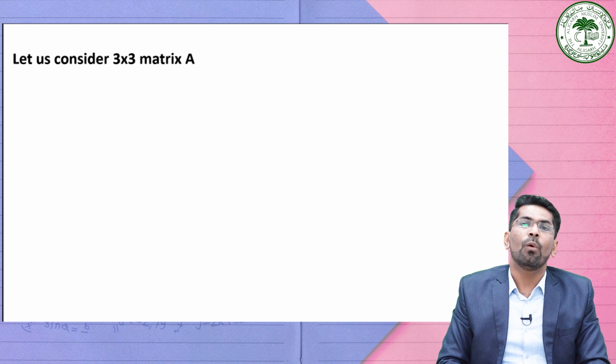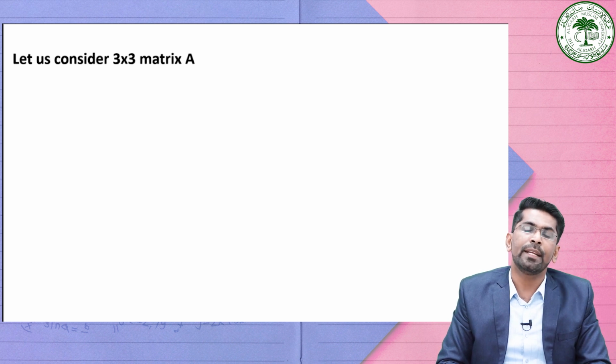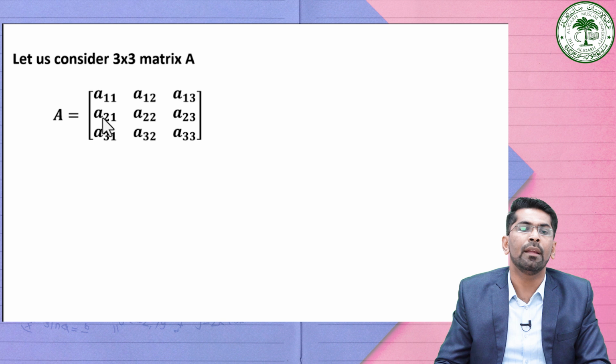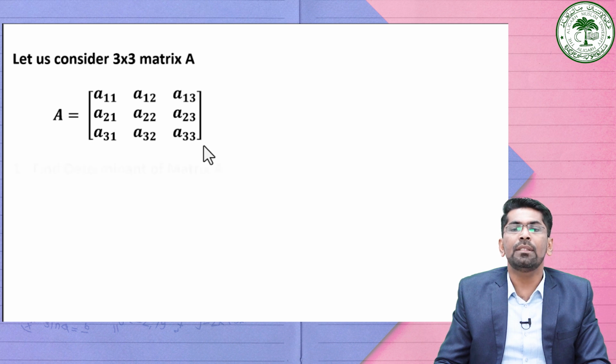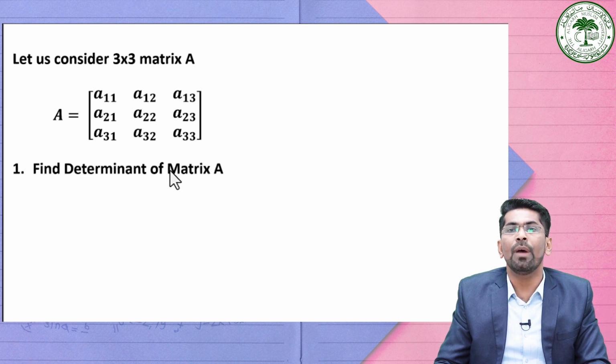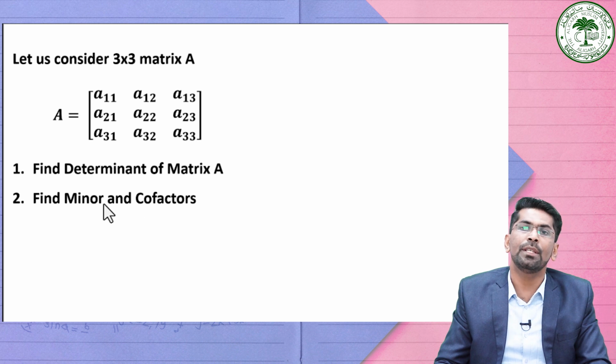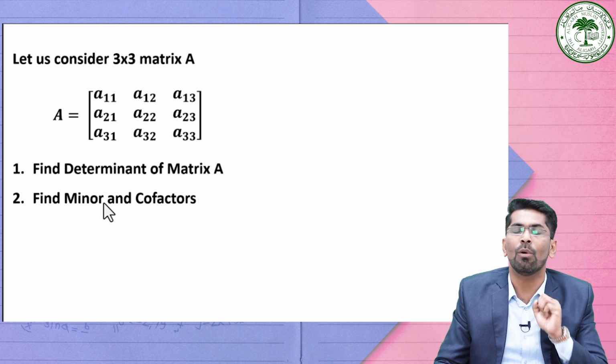Let us consider we have a 3 by 3 matrix, that is matrix A, equal to A11, A12, A13, A21, A22, A23, A31, A32 and A33. After having a particular matrix, the first step is to find the determinant value of the given matrix. After finding the determinant value, the next step is to find the minors and the cofactors.